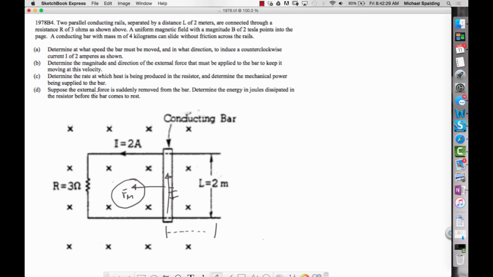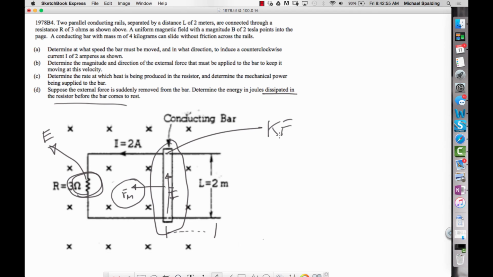So the question says, suppose the external force is removed, determine the energy dissipated in the resistor before the bar comes to rest. Where's the energy popping out of this resistor? Ultimately, where is it coming from? The motion of the bar. What type of energy does the bar have before the applied force is removed? It has kinetic. What is the initial kinetic of that bar before the applied force is removed?